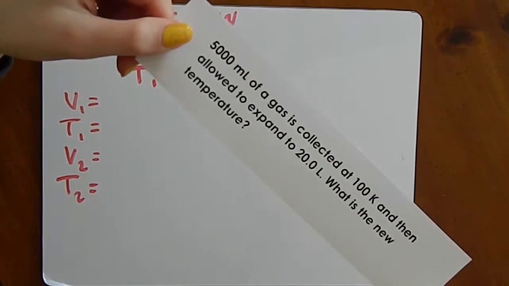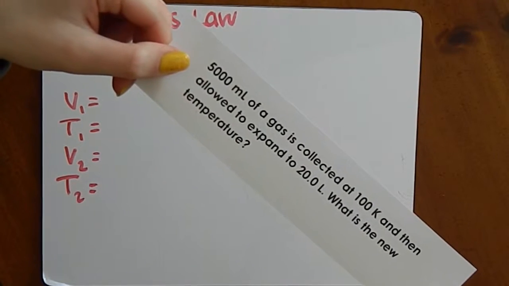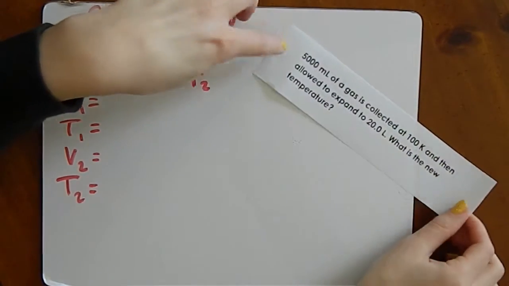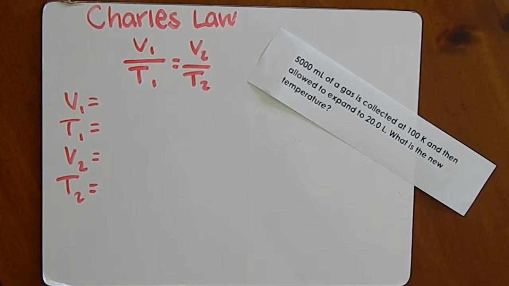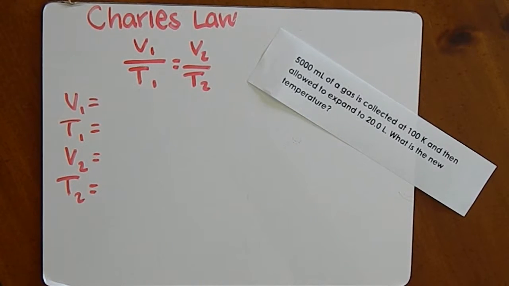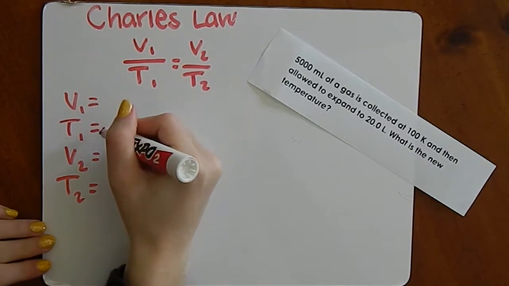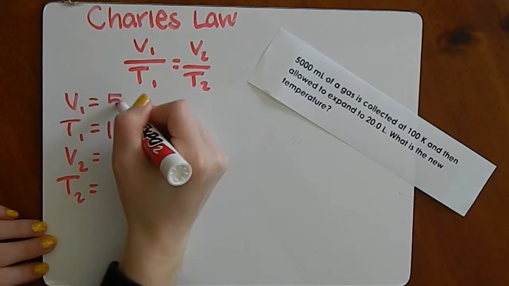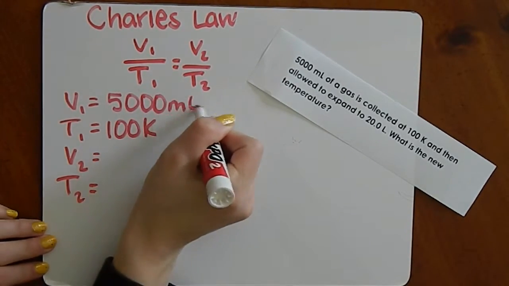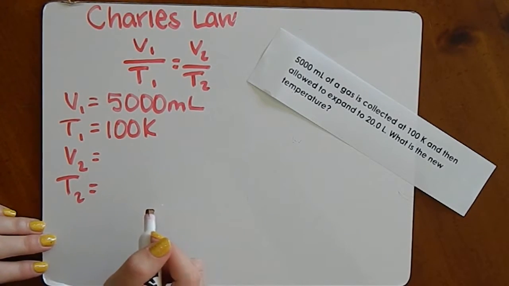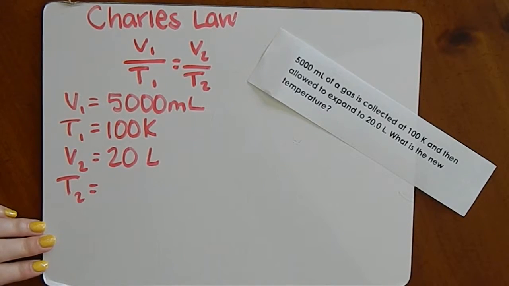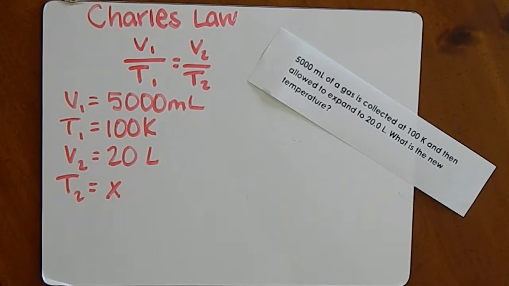In this problem, 5,000 milliliters of a gas are collected at 100 K and then allowed to expand to 20 liters. What is the new temperature? T1 in this problem is 100 K. V1 is 5,000 milliliters, and V2 is 20 liters. T2 is X, which is what we're going to find.